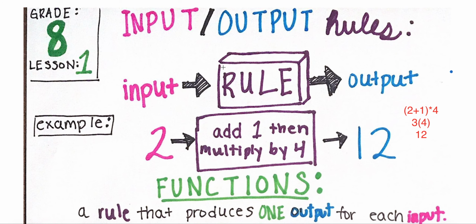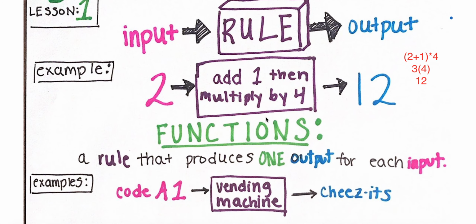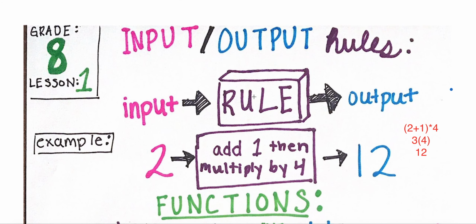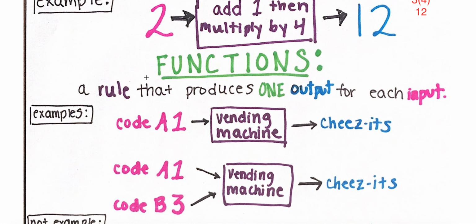You have specific types of input and output rules, and we call those functions. But not all rules are functions, only a certain type if they follow this criteria right here that says a rule that produces one output for each input. So basically only one output can come out for each input.